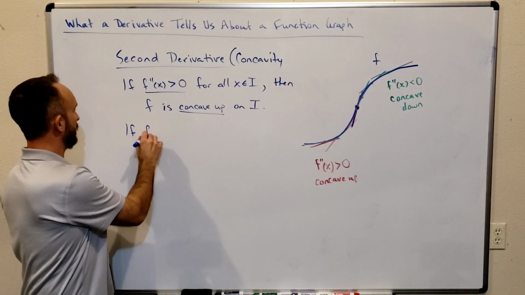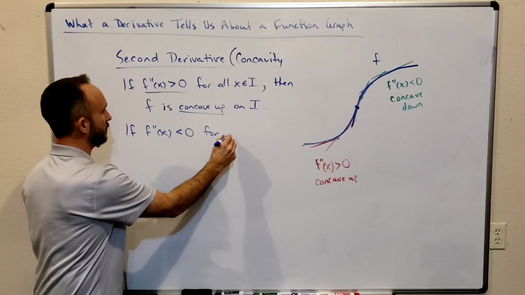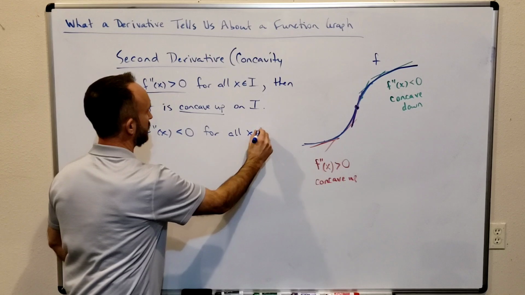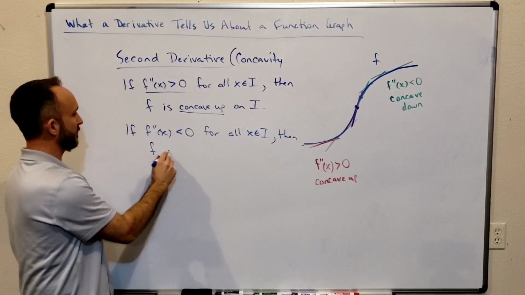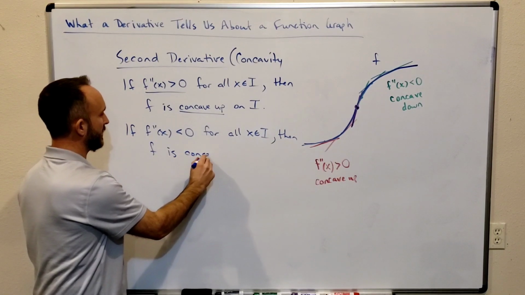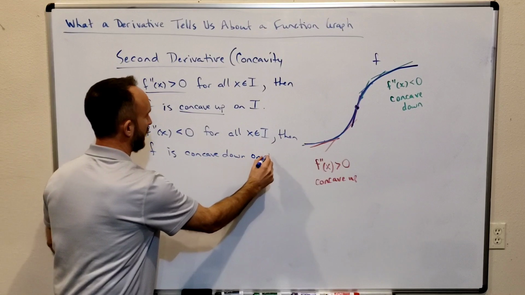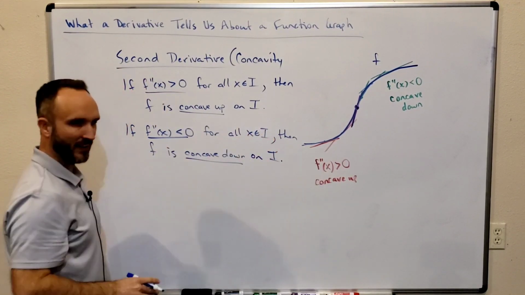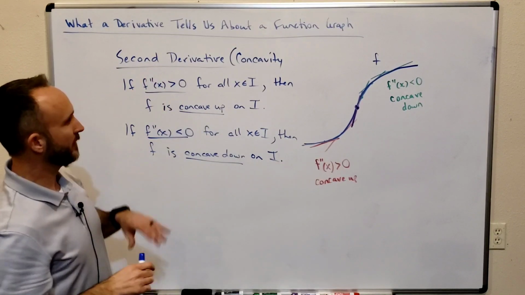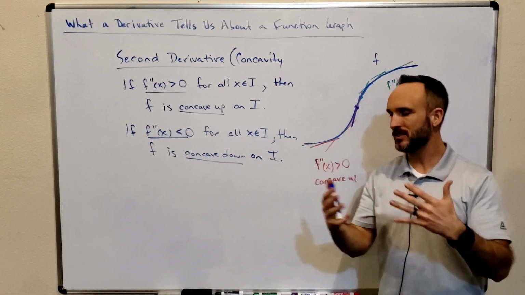And if f double prime of x is negative on some interval, then the original function f is what we call concave down. Concave down on that interval. Okay? No big deal, we could see that over here. So second derivative will describe concavity, while first derivative will describe increasing or decreasing.